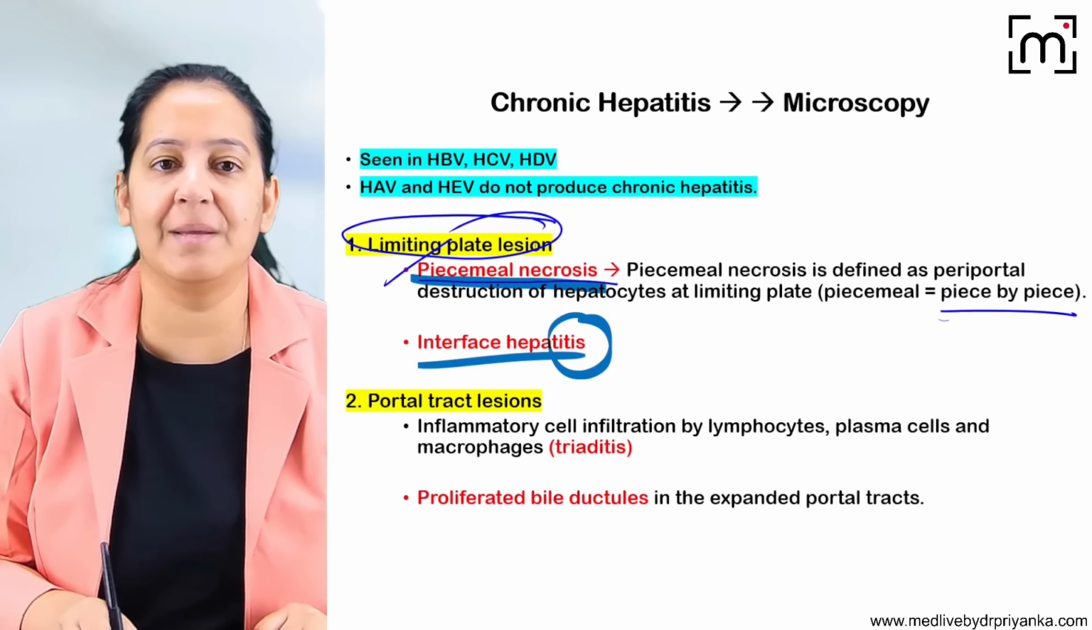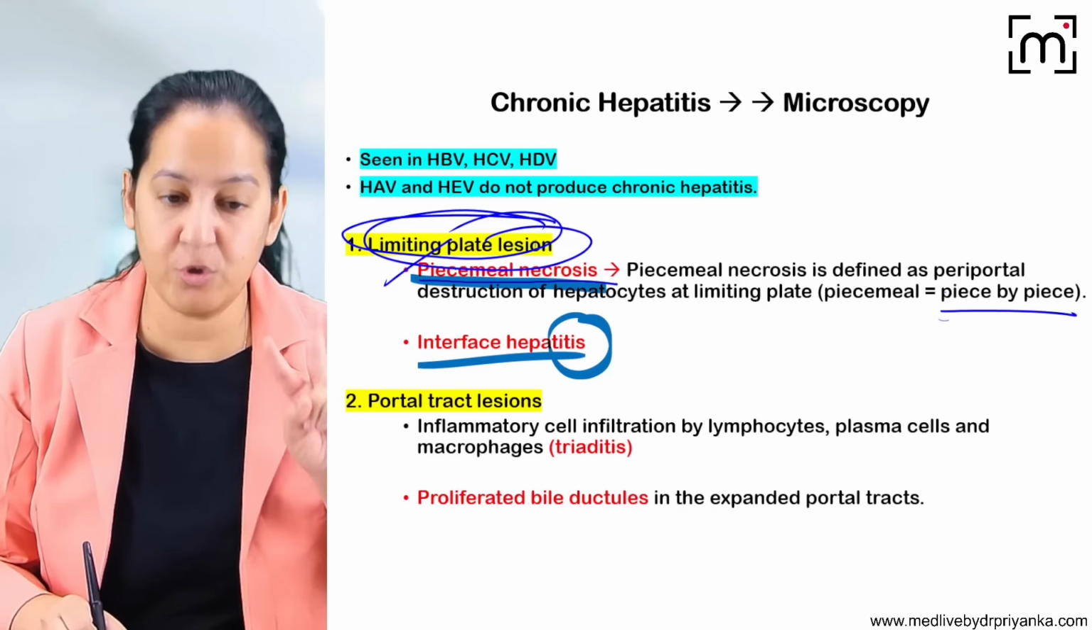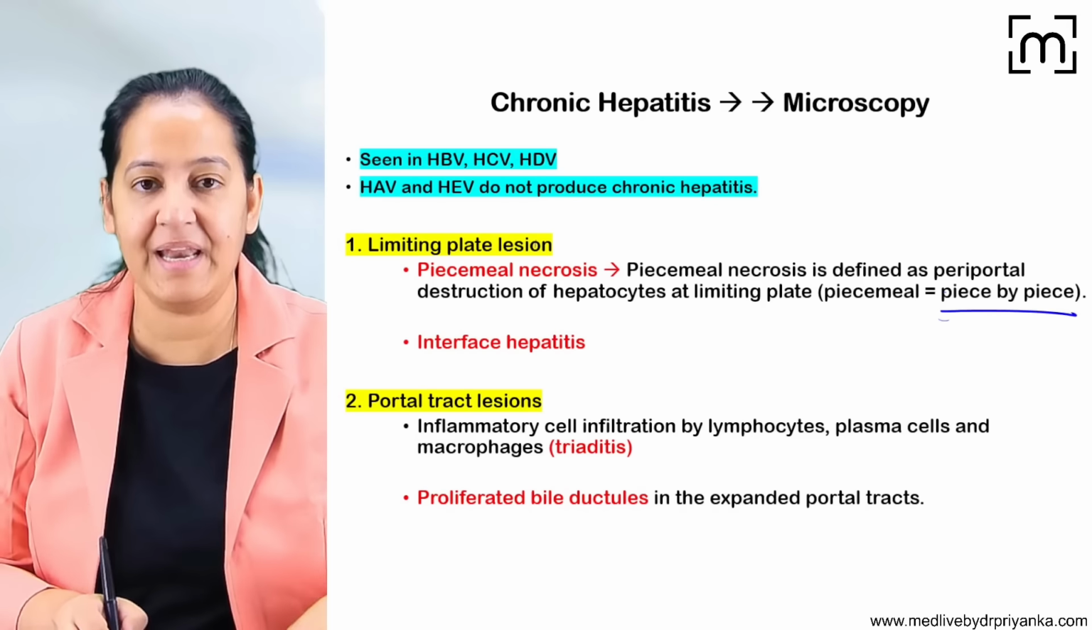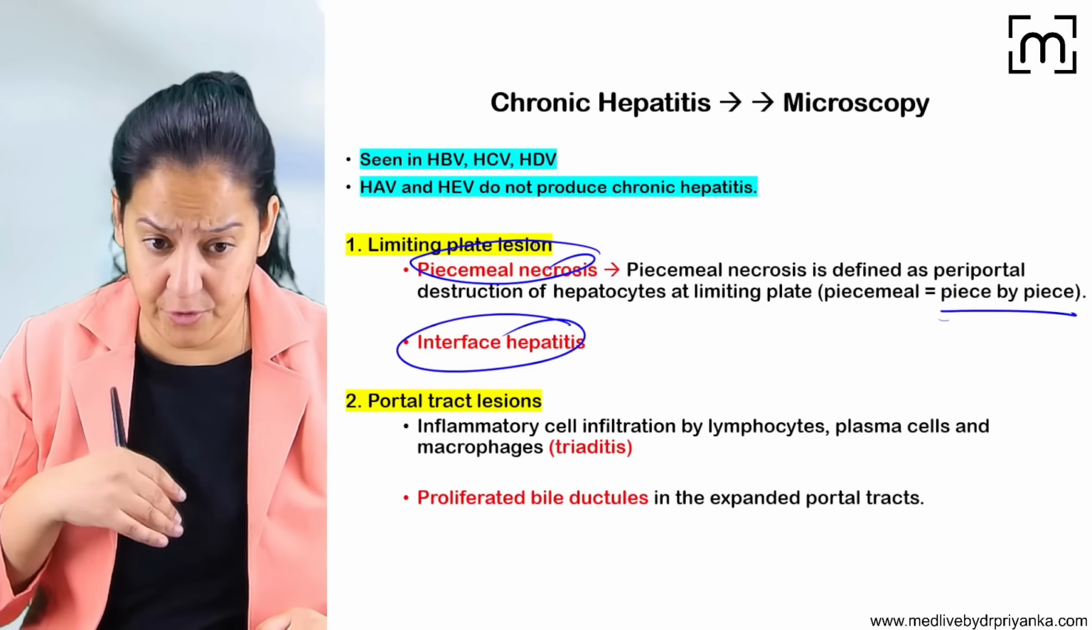So learn the 2 things. There are 2 things in the limiting plate. What are the 2 things? Piecemeal necrosis and interface hepatitis. I will draw it for you.